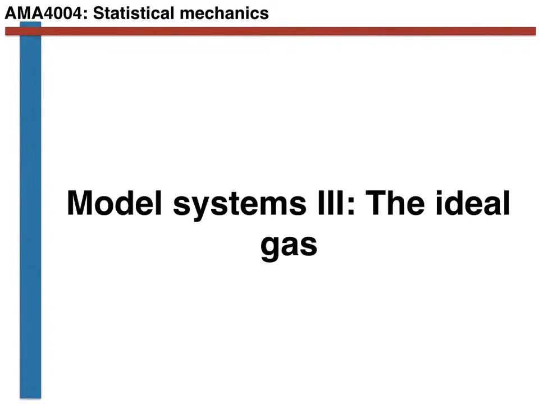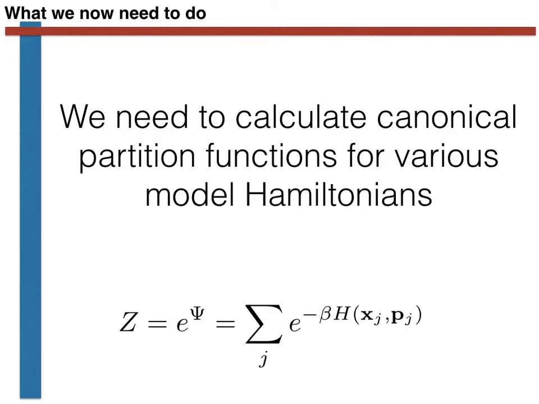Hello. In this video, we are going to continue on with this business of calculating the canonical partition functions for model Hamiltonians. If you remember from previous videos, we have introduced the canonical partition function and explained how it can be calculated using the equations shown on this slide. Furthermore, we have seen how once we have the partition function, the equation of states and formulas for the average energy can be calculated by taking appropriate partial derivatives of the logarithm of the partition function.